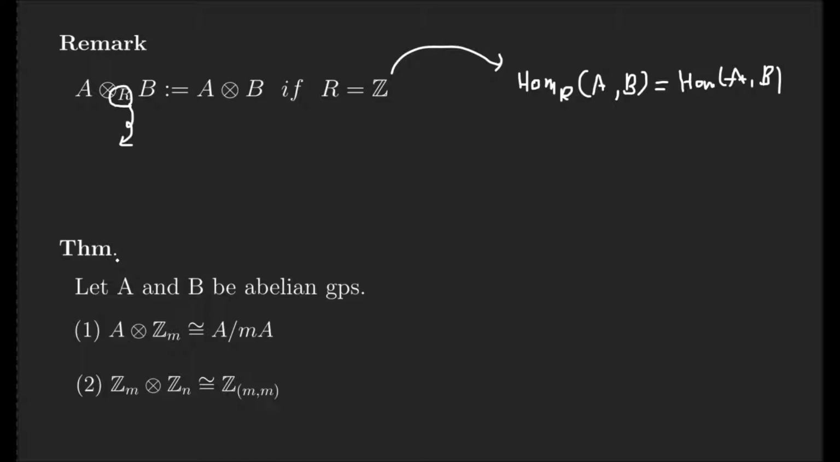And let's see some properties about the tensor product of G modules. Let A and B be abelian groups. Then Z_m tensor product Z_n is isomorphic to Z_d, where d is the greatest common divisor of m and n. Clearly this is a typo, this is n, and this is the greatest common divisor.